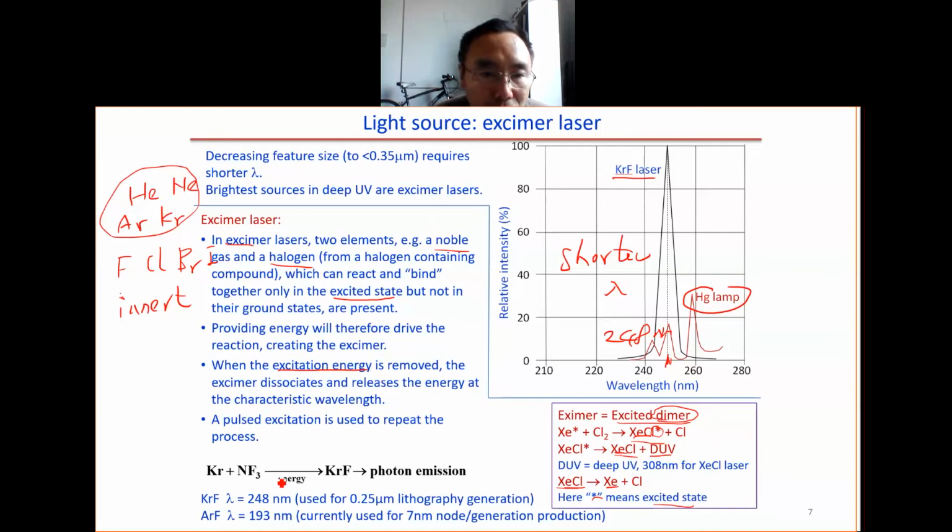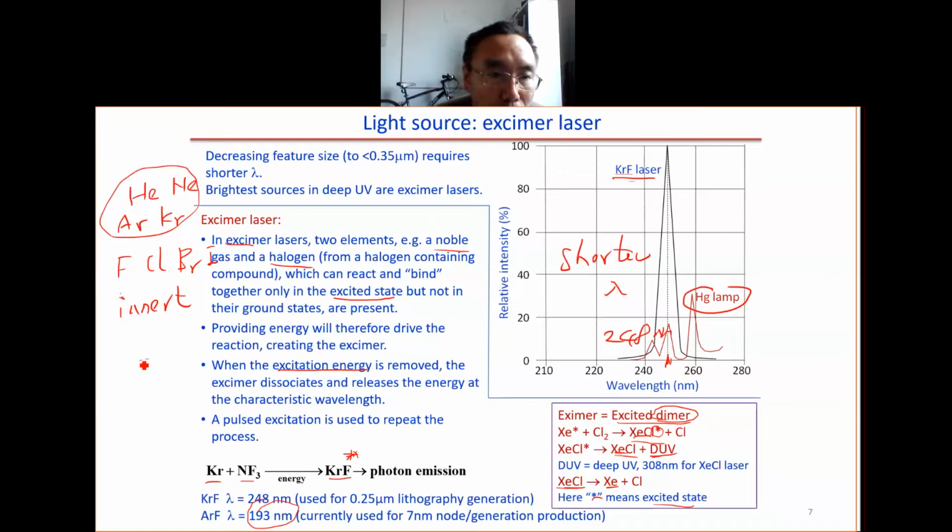So you can see this is the example for krypton fluoride. We have the krypton gas and the NF3 to form krypton fluoride. This is the excited state, then it goes to the ground state and emits the deep UV light, which is used for lithography. So nowadays the generator uses 193 nanometer. This is still the mainstream wavelength for the optical lithography for IC manufacturing.